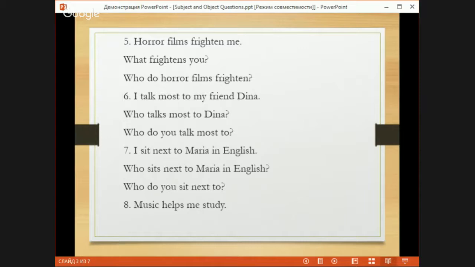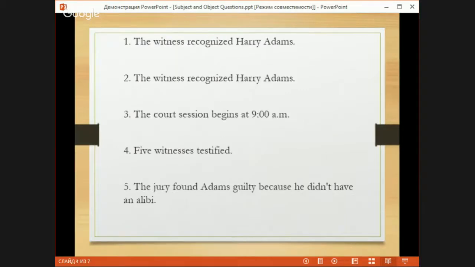Music helps me study. Music is the subject of the question. We say, what helps me study? Me is the object of the sentence, sorry. How to create it? Saying just who does music help study? Or whom, if you want.